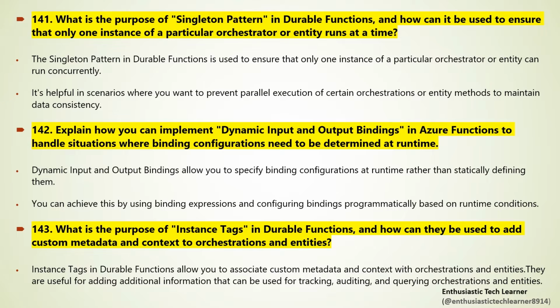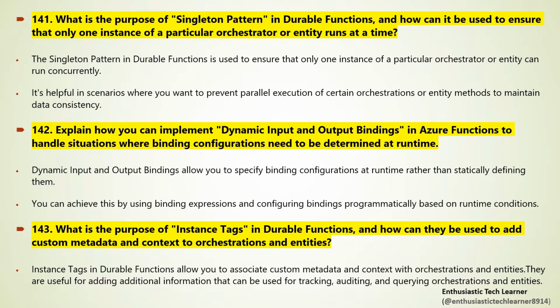Explain how you can implement dynamic input and output bindings in Azure Functions to handle situations where binding configurations need to be determined at runtime. Dynamic input and output bindings allow you to specify binding configurations at runtime rather than statically defining them. You can achieve this by using binding expressions and configuring bindings programmatically based on runtime conditions.